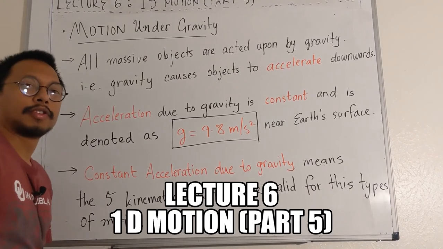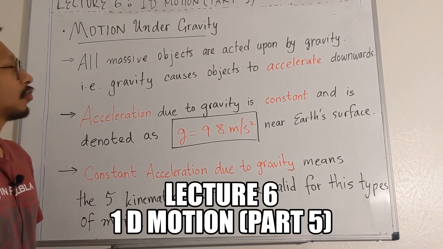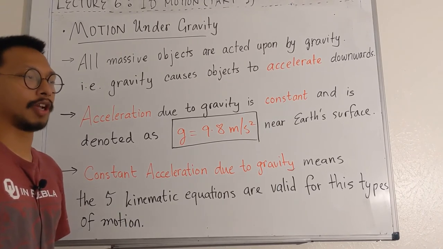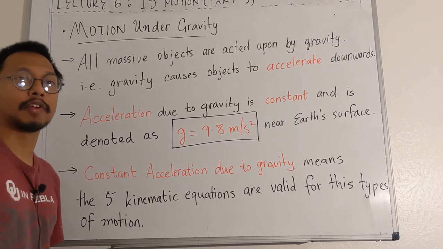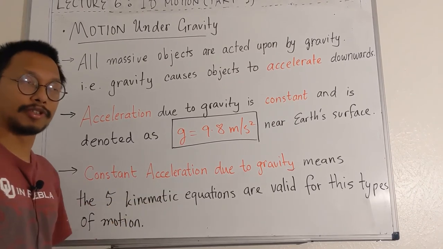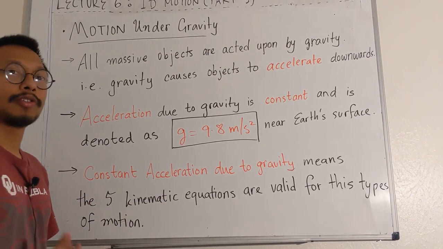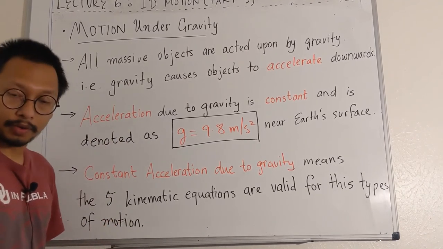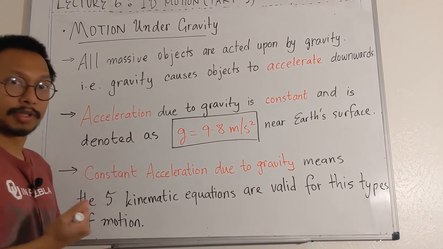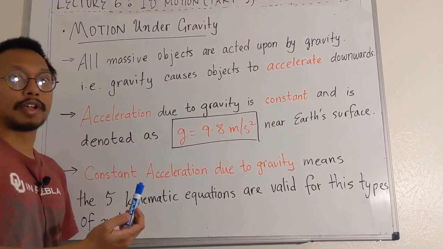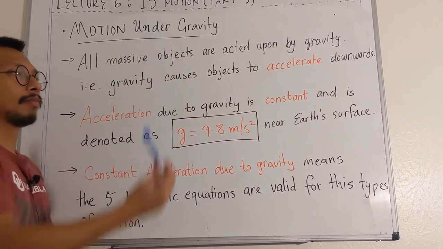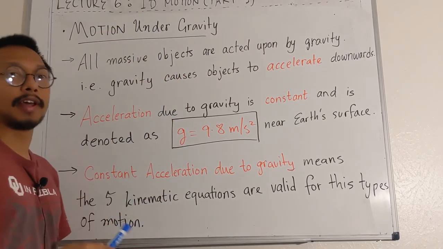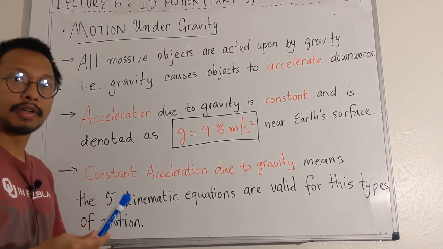Hello, today we are going to talk about motion under gravity. So far we have learned, studied, or even solved problems involving horizontal motion in one dimension. But now we are going to study motion under gravity. As we know, if you throw this marker upwards, it comes down. Why? Gravity attracts it downwards. Gravity makes something come down, and so all things that have mass are susceptible to gravity.